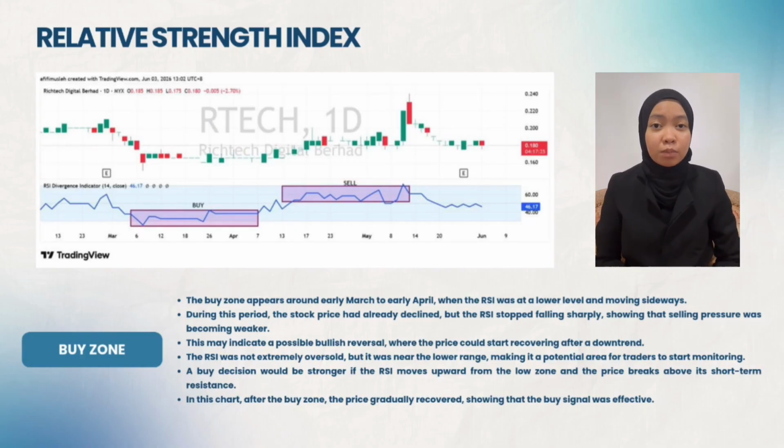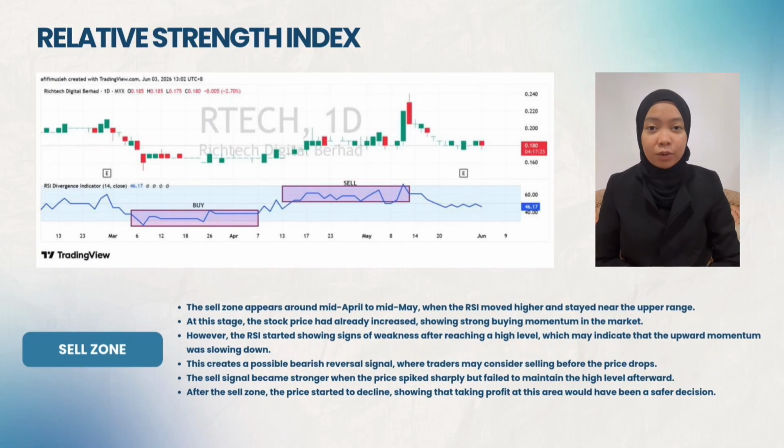The buy zone became more meaningful because the RSI later started to move upward. This suggests that buying momentum was slowly coming back into the market. After this buy zone, the stock price gradually recovered, which shows that the signal was useful. So, based on this area, traders may consider buying when the RSI starts to rise from a low level, especially if the price also shows signs of recovery or breaks above short-term resistance.